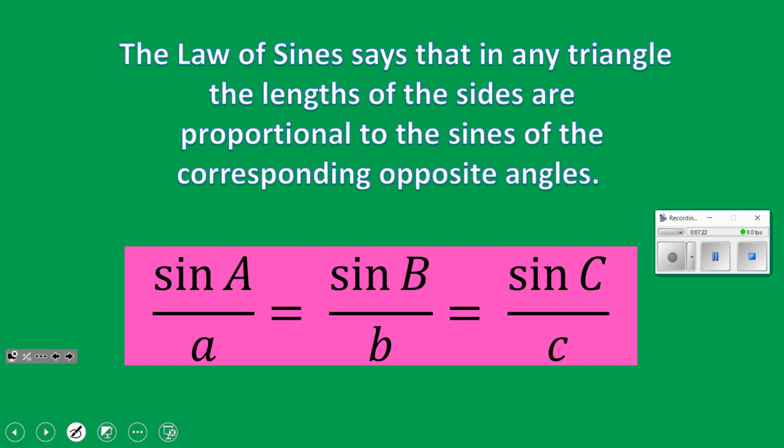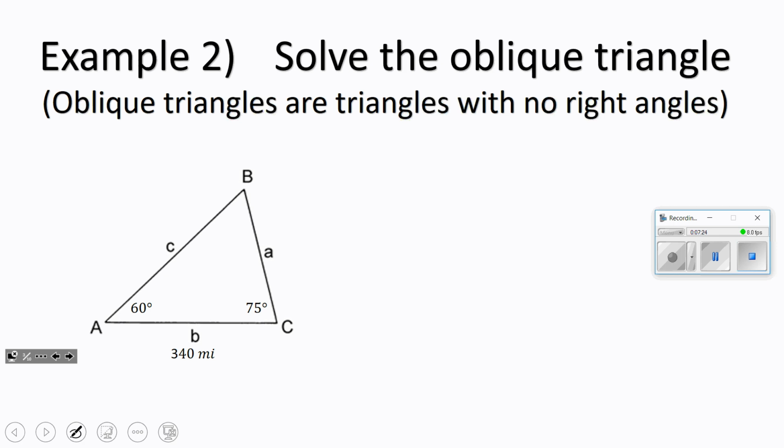You let me know when you're ready. All right, so let's go and use our law of sines. You ready?